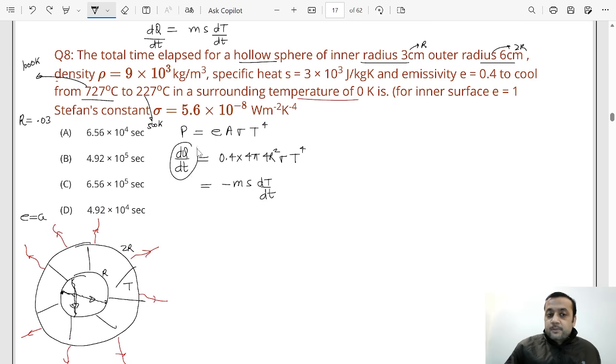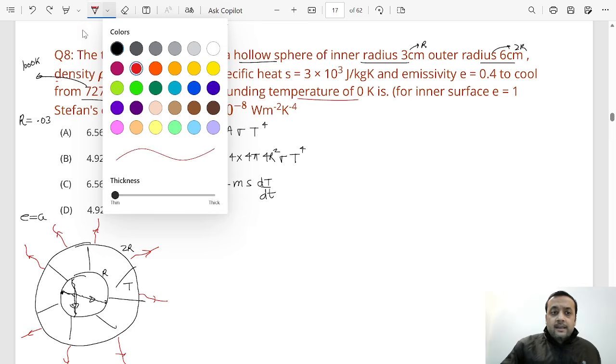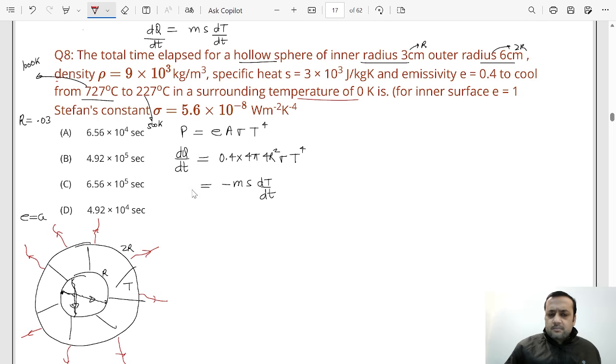So basically LHS is positive, this is a positive value, but dT by dt is a negative value. So to make LHS and RHS both positive, we have put a minus sign. I hope you have understood. Okay, that is the idea. Now after that it is just integration, just basically calculation. That's it. Physics part is over, logic part is over.